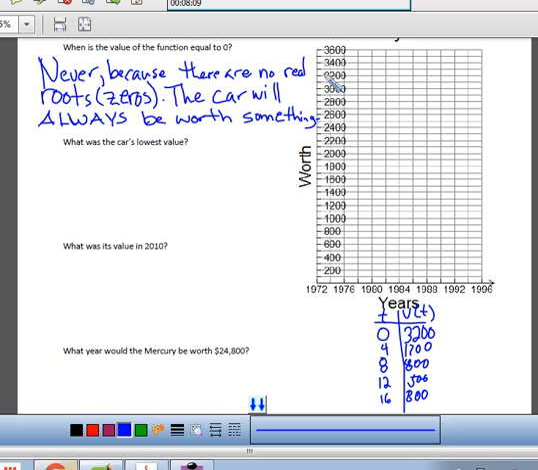And then we're going to graph it. So, there, in 1976 it was 1,700, in 1980 it was 800, and 84 was the lowest value, 500. Then it starts to go back up. 92.